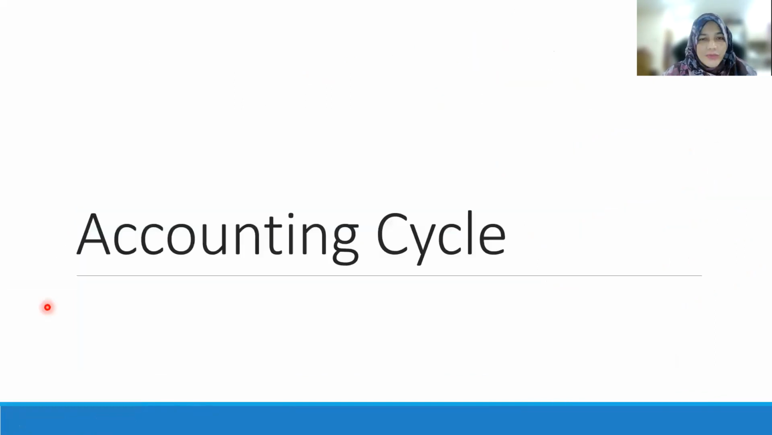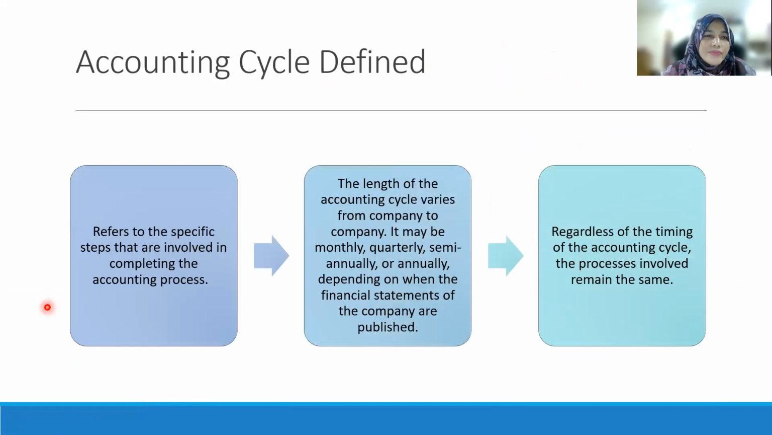Okay, let us move to the next one. Okay, what is accounting cycle? So accounting cycle is the process of accounting, how it will start and how it will end. It refers to the specific steps that are involved in completing the accounting process. So where accounting process start, where the accounting process end. It is the length of accounting cycle. The length of accounting cycle varies from company to company.